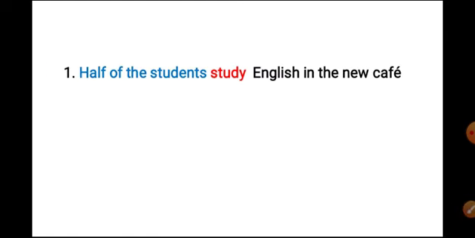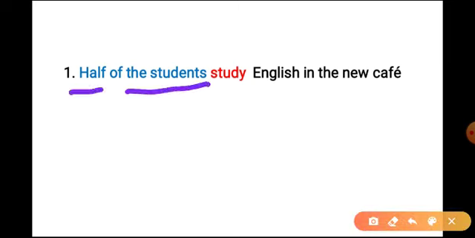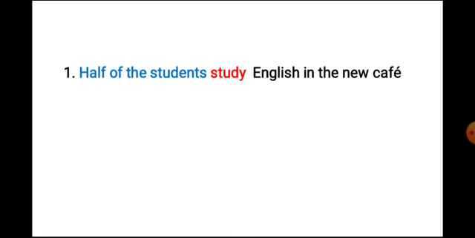The next examples, half of the students study English in the new cafe. Di sini ada half dan ada the students. Oke, jadi kita kategorikan more than one di sini. Oke, kemudian verb-nya adalah study. Oke, bentuk present tense untuk plural nouns, yaitu the students.